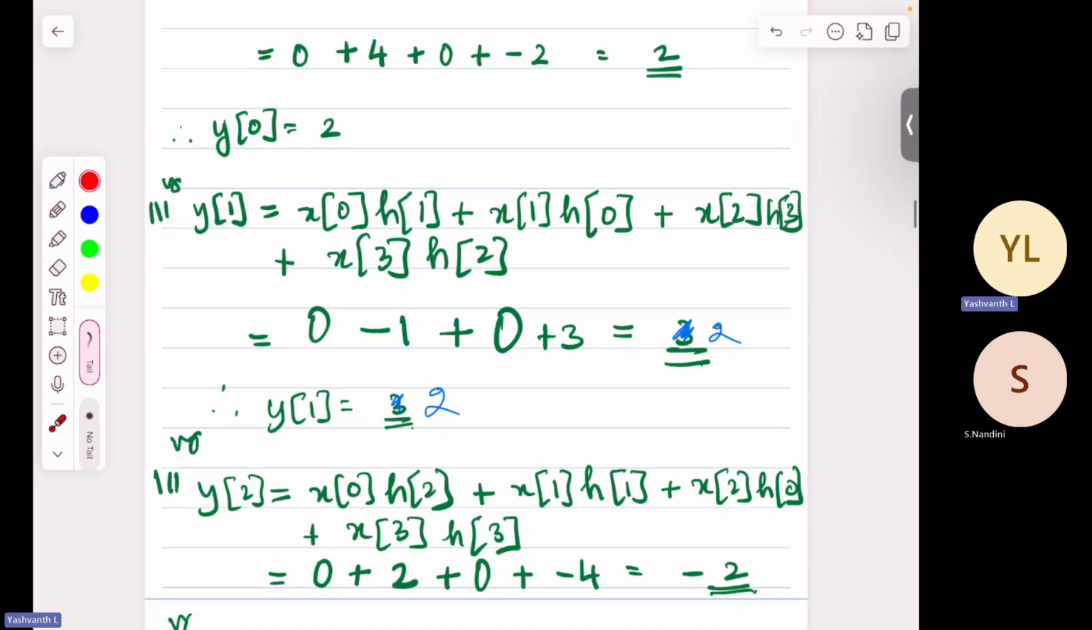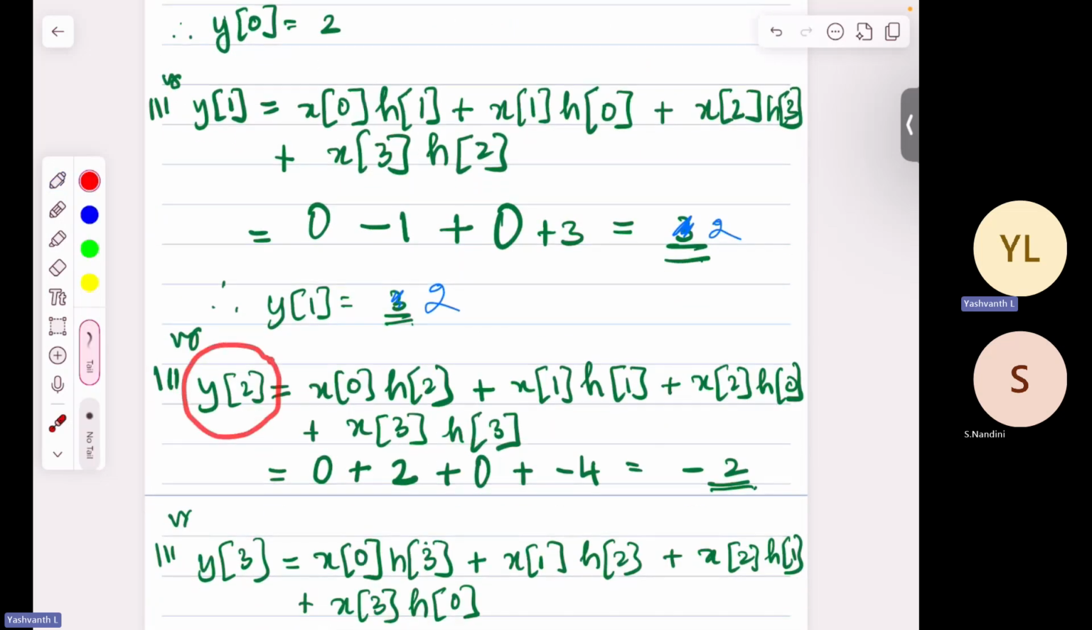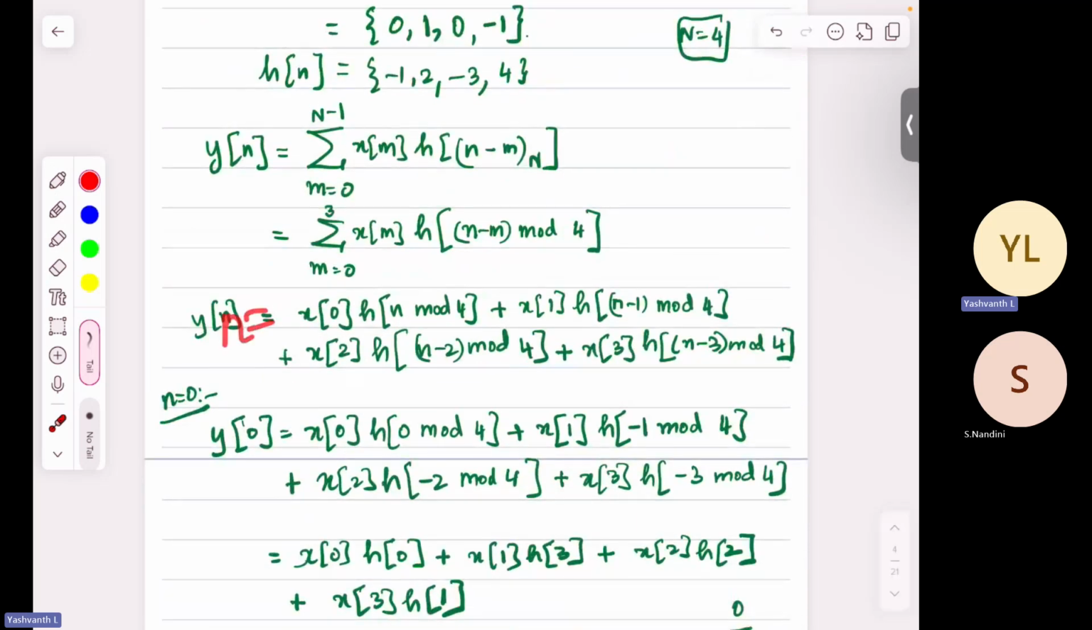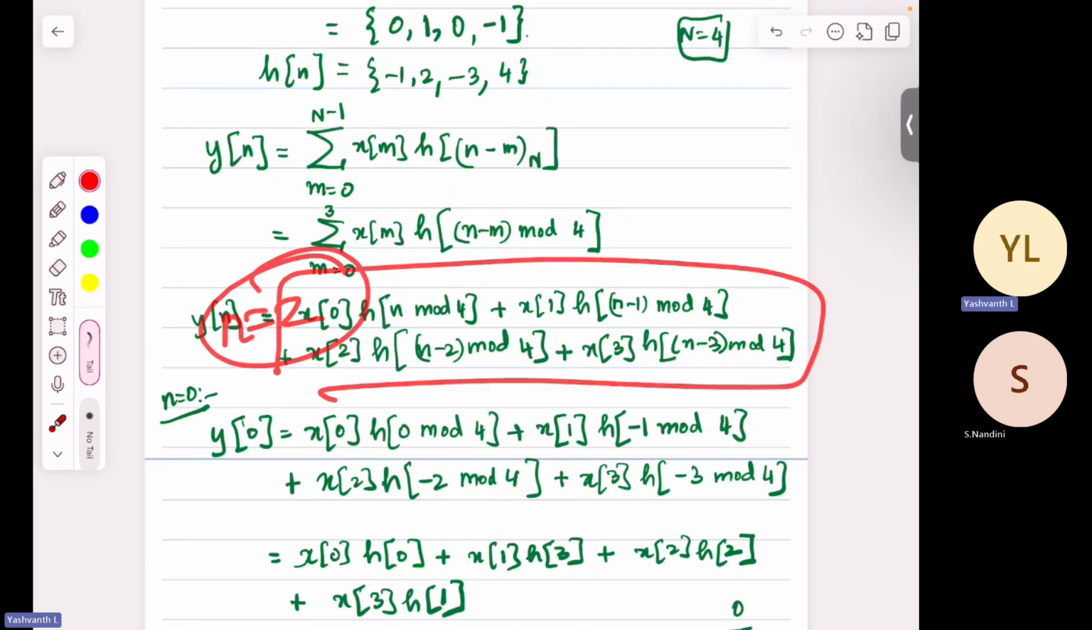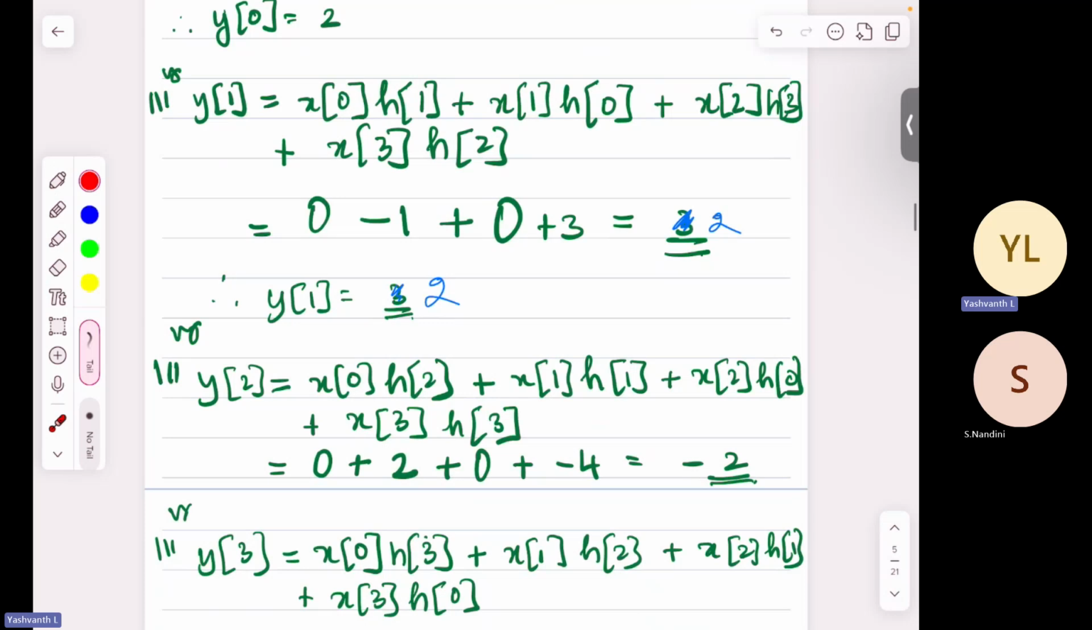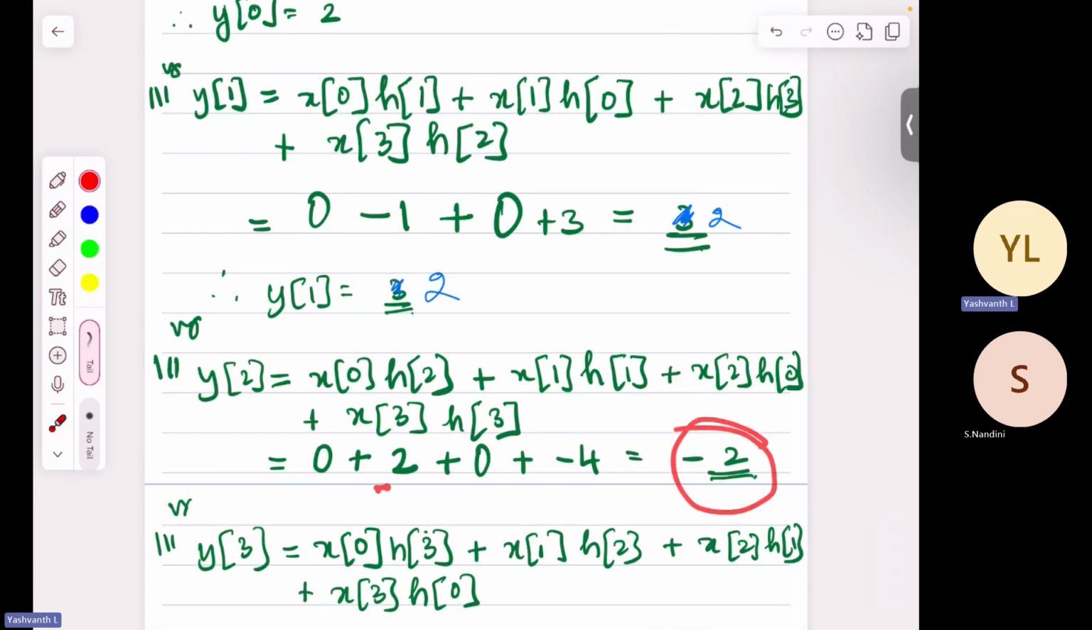That is for y of 1. Similarly, if you compute for y of 2, you can again put n equal to 2 here. You will get an expression, and again use these modulo properties, and you can show that y of 2 will come out to be 2 minus 4 equals minus 2.